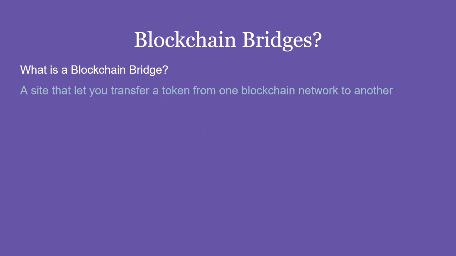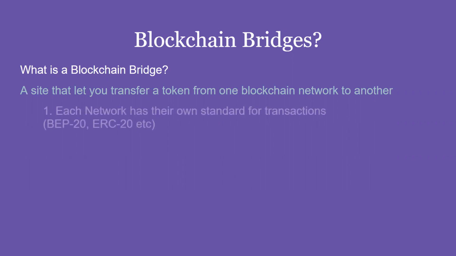So for example, if you have BNB on the Binance Smart Chain network that we're using mostly here in Panga, and you want to transfer those BNBs to the Ethereum network, you can't just send them to the Ethereum network. You need to go through a bridge in order to transfer them. You can't just send it to an Ethereum wallet. Basically, you need to send it over the correct network.